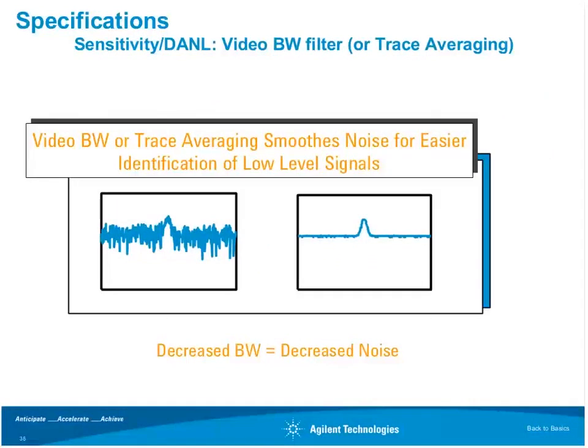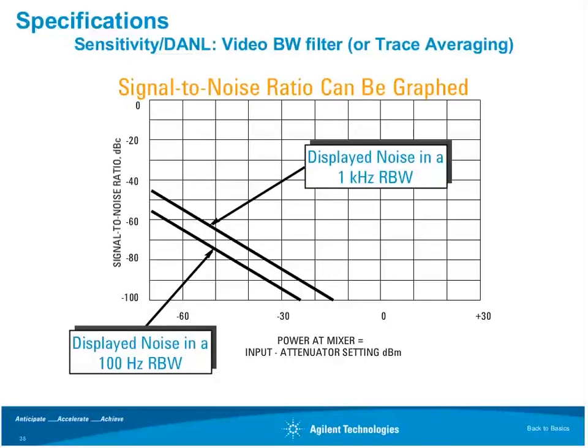Remember earlier we talked about using video filtering to smooth out the noise. Again, this doesn't really improve your signal-to-noise ratio, but it makes it easier to see those low-level signals. So that's a good tool to use for looking at those small signals.